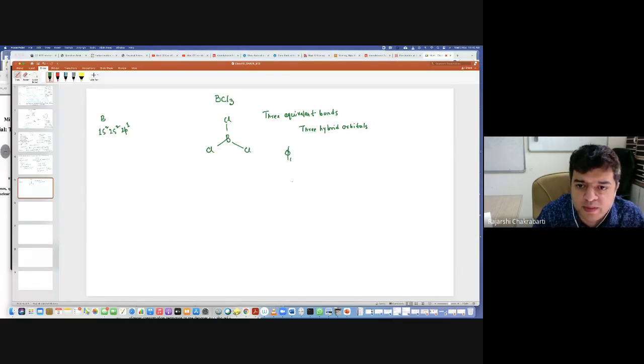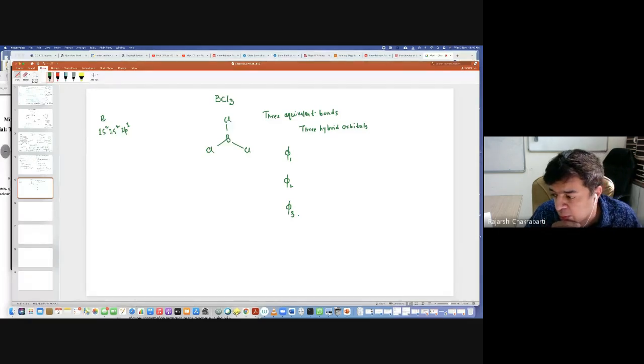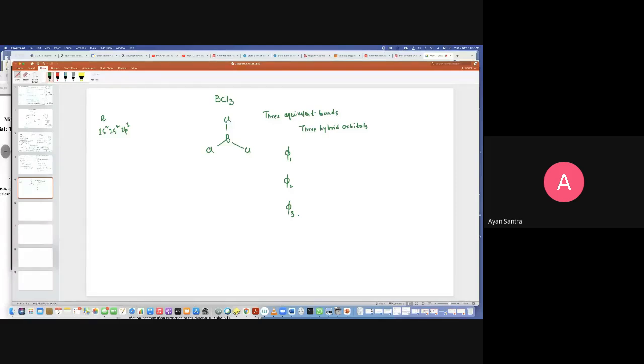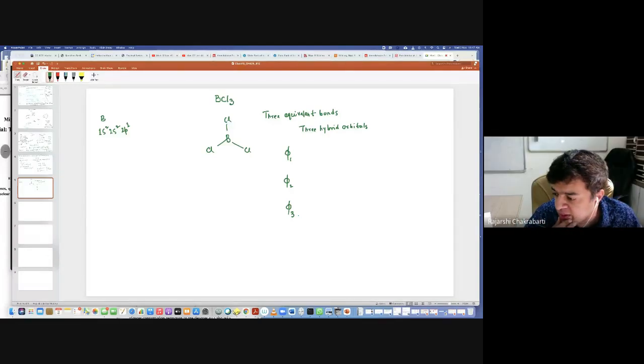Phi 1, phi 2, and phi 3. What are these 3 hybrid orbitals? On boron, what are the 3 hybrid orbitals? SP2 orbital. No, there are 3 in numbers. No, what are these hybrid orbitals?